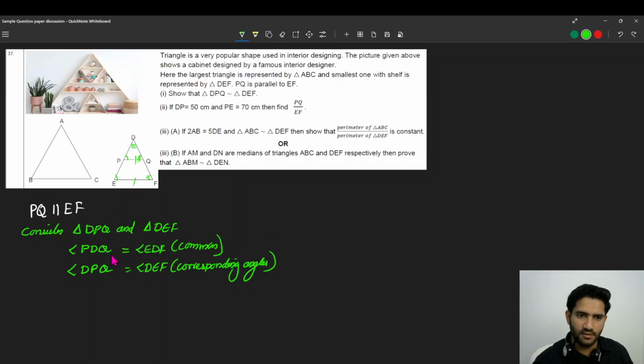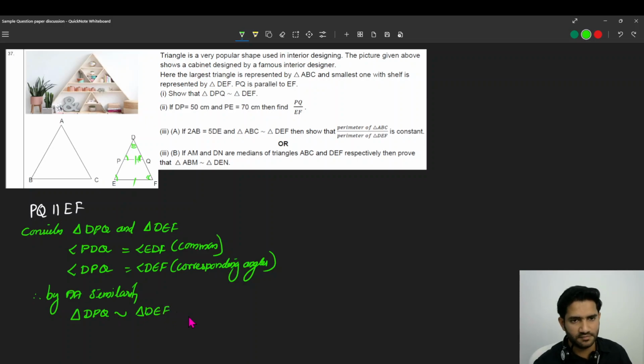That's enough by AA. Or again we can say that angle DQP equals angle DFE, again the corresponding angles. So by AA similarity, triangle DPQ is similar to triangle DEF. It's finished.